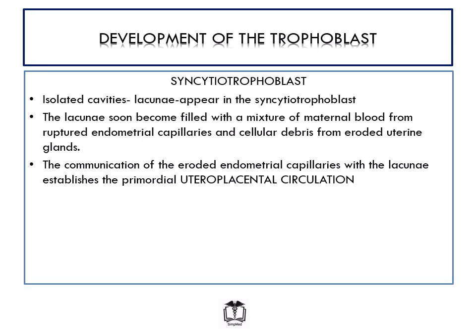As the syncytiotrophoblast embeds in the uterine wall, it forms isolated cavities, what we call lacunae, at the site of contact between the syncytiotrophoblast and the uterine wall. These lacunae tend to become filled with maternal blood, which comes as a result of rupture of endometrial capillaries as the syncytiotrophoblast enters into the wall and erodes the vessels.